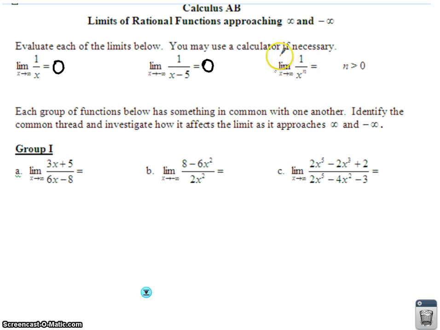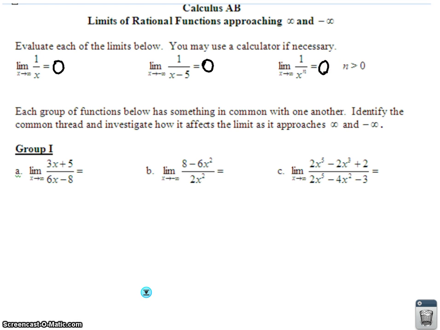So then this last one, we have x to the n. n could be any number. So you can think it could be 2, 3, 4, 5, 100. And if you play around with it and look, you can see that as x gets very large to infinity, when you raise it to a power, it's going to get even larger. So 1 over something getting very, very large is going to get smaller and smaller, and the limit will then be 0.